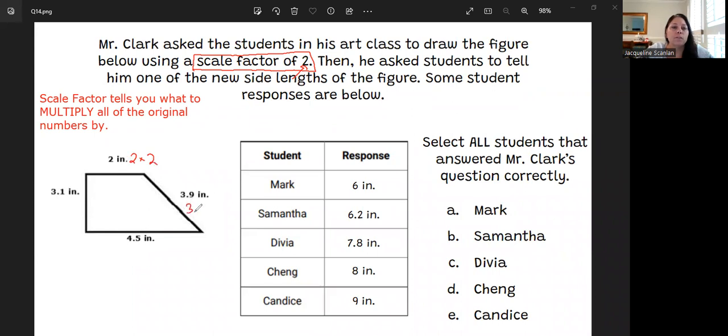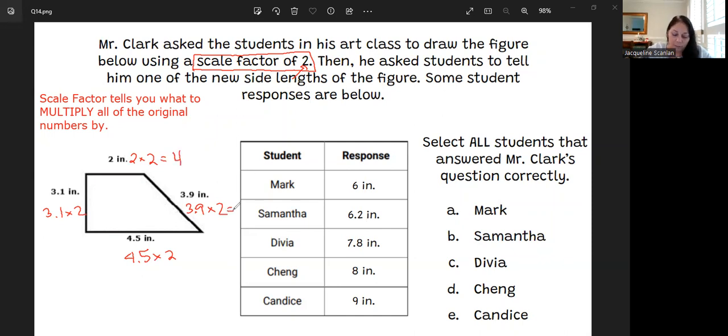Okay, we're going to take each one of them: 3.9 times 2, 4.5 times 2, 3.1 times 2, and 2 times 2. We're going to do all of those math problems, and we're going to get the new dimensions, or the new side lengths, of that trapezoid once it's been enlarged by a scale factor of 2. All right, so I'm going to go ahead and show you that the top measurement of 2 inches, when multiplied by 2, would be 4.